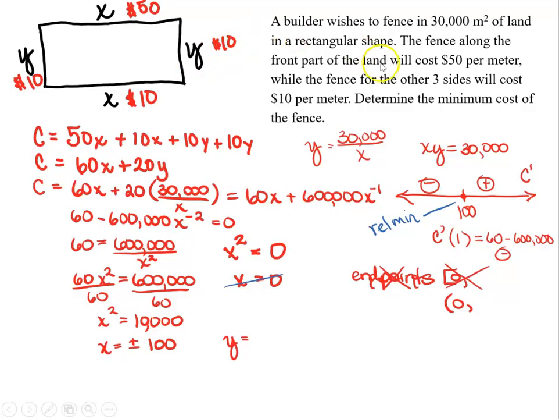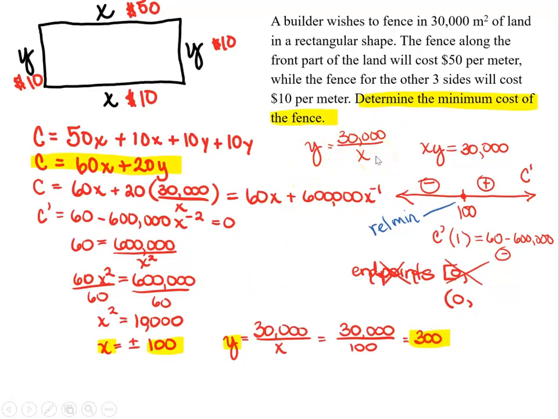Okay, so go back and notice that it says find the minimum cost of that fence. Okay, well, this was my cost equation. So I need x and y for that. I already know x is 100, and right up here we said y was 30,000 divided by x. So that would just be 30,000 divided by 100. That would give me 300. So now I know x is a positive 100, y is a positive 300.